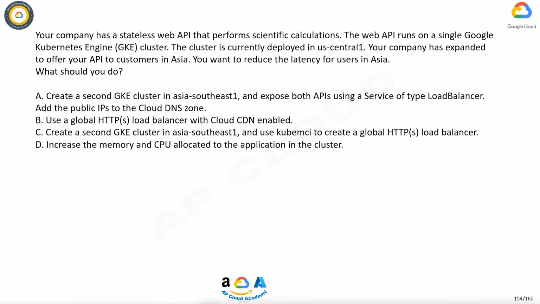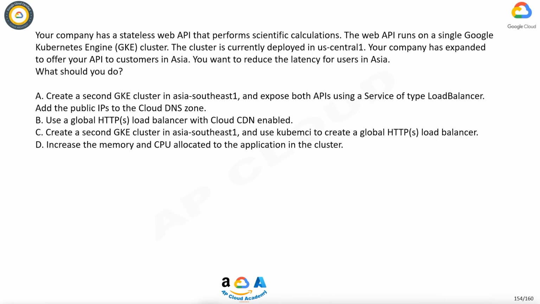Your company has a stateless web API that performs scientific calculations. The web API runs on a single Google Kubernetes Engine (GKE) cluster. The cluster is currently deployed in us-central1. Your company has expanded to offer your API to customers in Asia. You want to reduce the latency for users in Asia. What should you do?